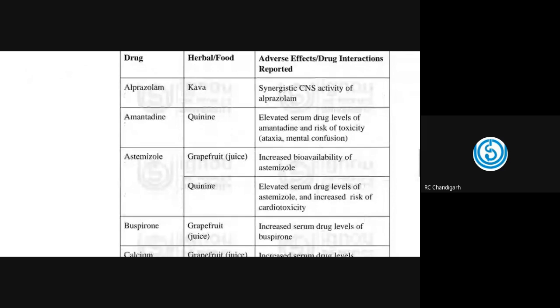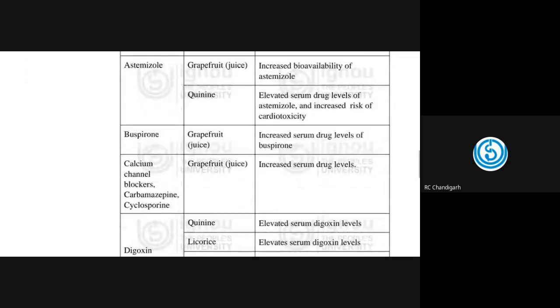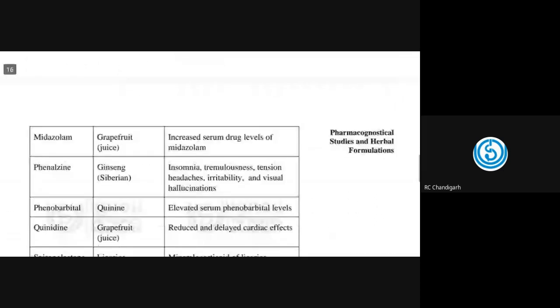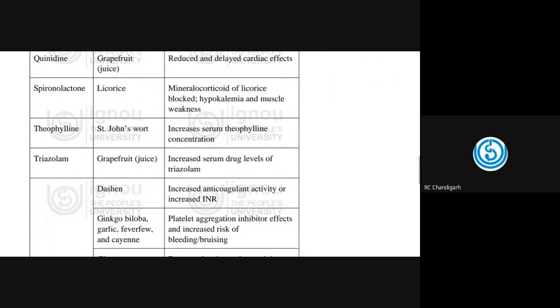Now, there are different interactions of different allopathic medicines, such as alprazolam with kava, amantadine with quinine, astemizole with grapefruit or quinine, buspirone with grapefruit, calcium channel blockers, carbamazepine, cyclosporin with grapefruit, digoxin with quinine, licorice, estrogen with grapefruit or herbal tea, lithium with herbs with diuretic properties, midazolam with grapefruit, phenelzine with ginseng, phenobarbital with quinine, quinidine with grapefruit, spironolactone with licorice, theophylline with St. John's wort, triazolam with grapefruit, danshen, ginkgo, ginseng, licorice, alfalfa, vitamin A with warfarin, ginger and quinine with warfarin.